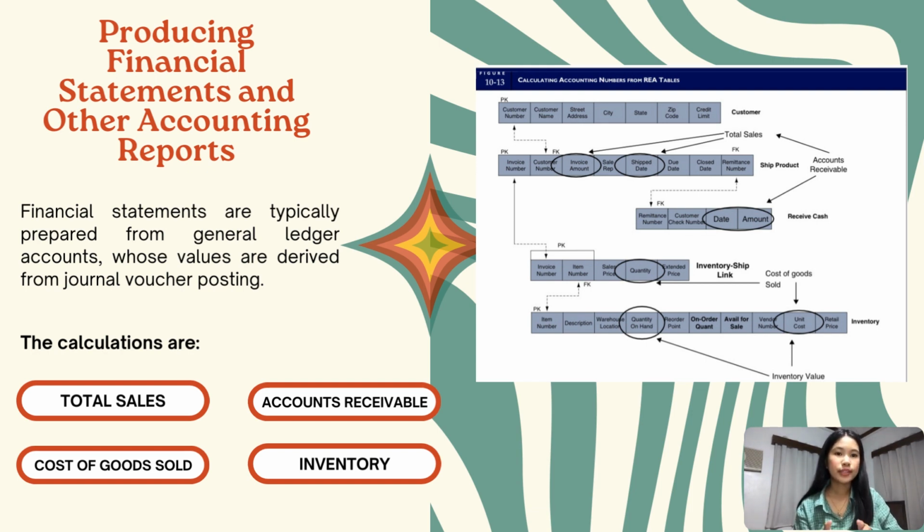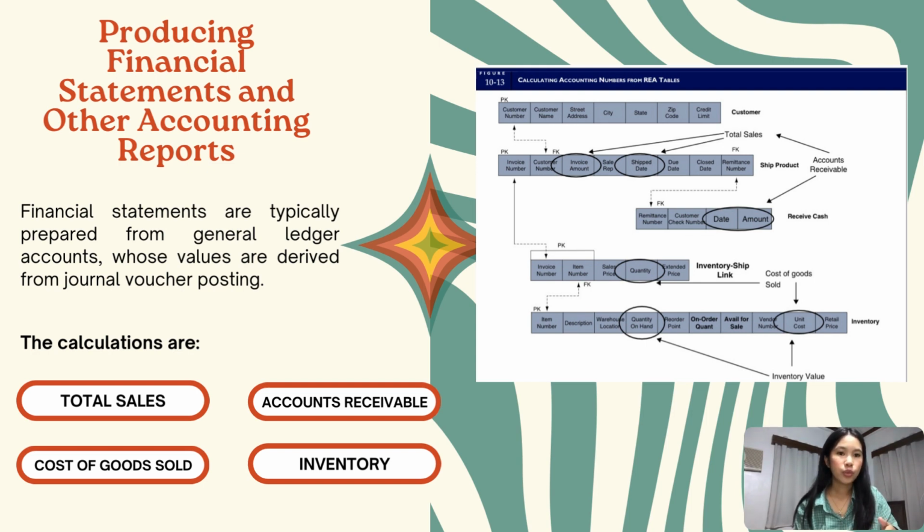The calculations for this table are total sales, accounts receivable, cost of goods sold, and inventory. Total sales is the sum of the invoice amount attribute in the shipped product table for all items shipped on or before the year-end closing date, while accounts receivable is the total sales minus the sum of the received cash table's amount attribute for all the remittances received on or before the year-end closing date. Next is the cost of goods sold. Cost of goods sold is the sum of quantities sold in the inventory ship link table multiplied by the unit cost attribute in the inventory table.